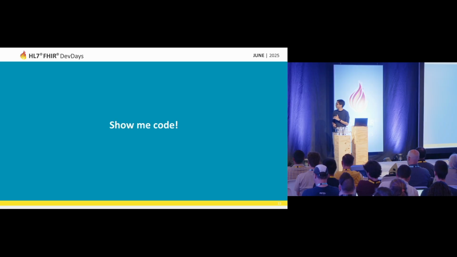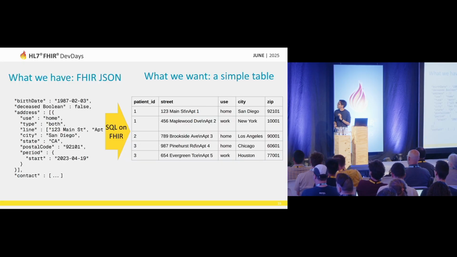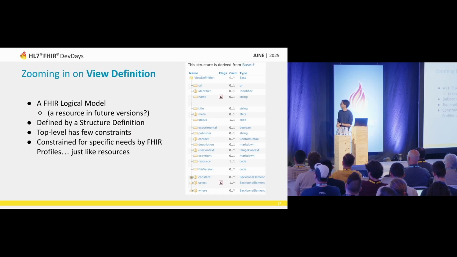So I go into some of the technical details, but we'll probably have to skip ahead a little bit. So I'm going to skip through some of this stuff. So this is what it looks like in practice. You have a FHIR resource on the left, SQL on FHIR, and you want a simple table on the right.